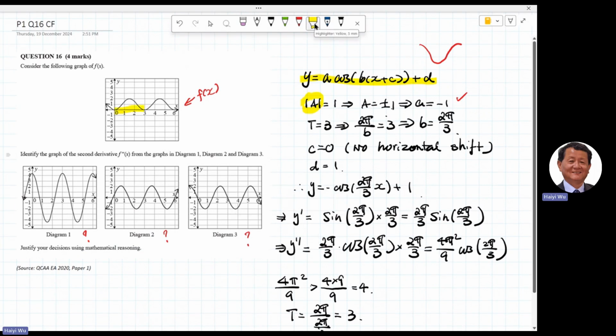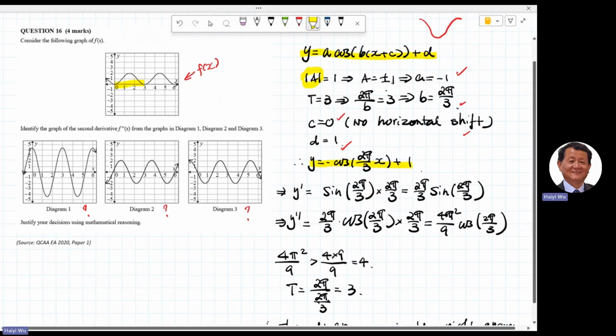Then we decide what b is. b will be 2 pi divided by 3. c is 0 because there's no horizontal shift. And d is the median value, which is 1. So therefore my function f(x) is negative cosine of 2 pi over 3 x, plus 1.